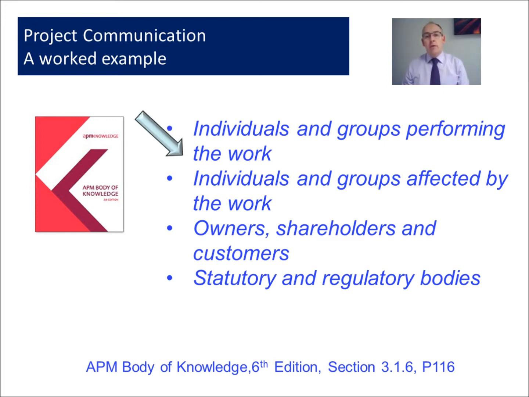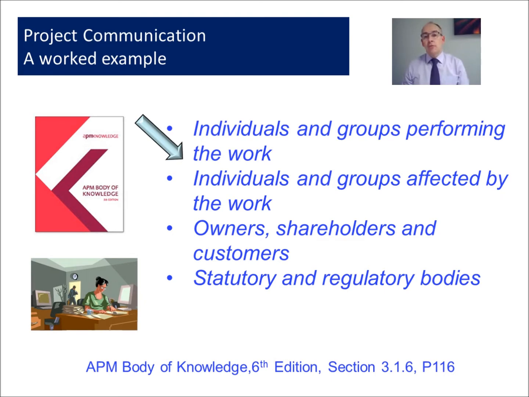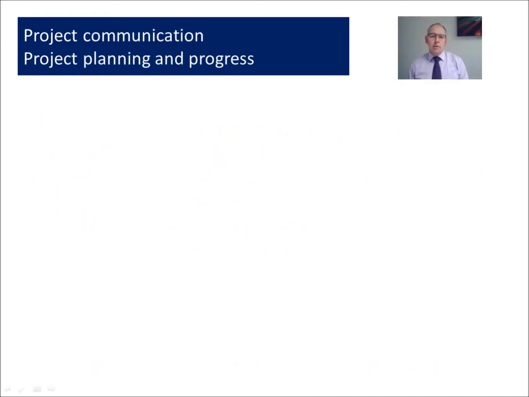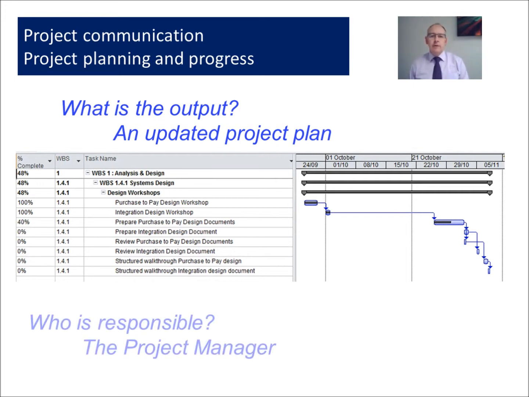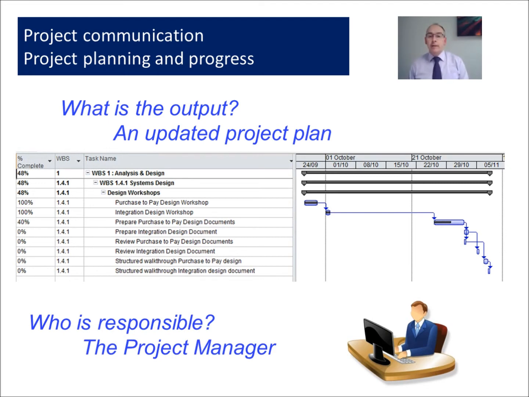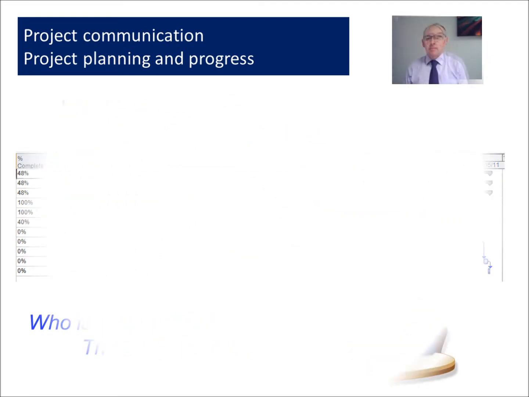And in this one, we'll take those individuals and groups who are performing the work and come up with a couple of communication plans based upon project delivery. The first one we'll look at is the output of an updated project plan. A project manager will need to ensure they get an up-to-date status on project progress. So the responsibility of this then lies with the project manager.